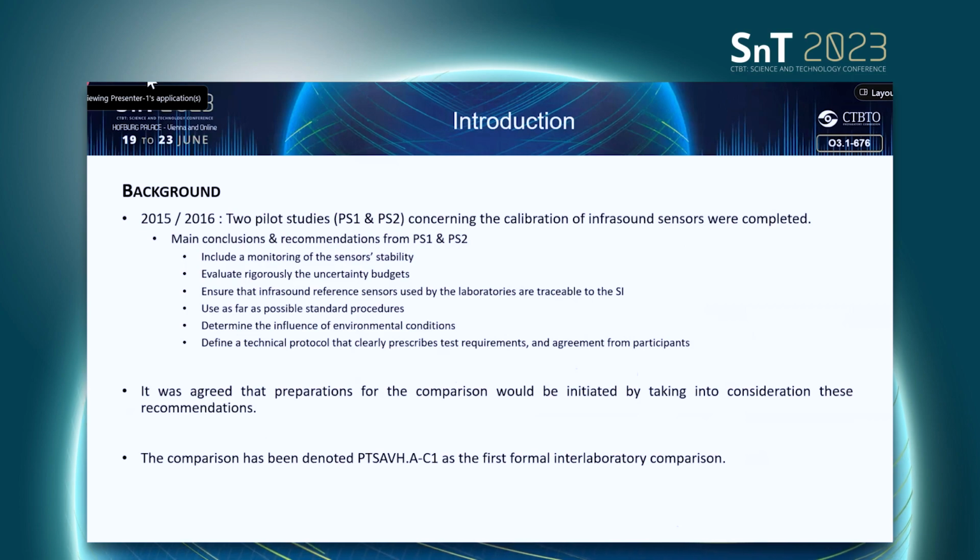recommendation. Use, as far as possible, standard procedures to determine the influence of the environment, and of course use a technical protocol accepted by all the participants. After that, it was agreed to prepare a new comparison taking these recommendations into account, and this comparison has been denoted PTS-AVH AC1, the first formal interlaboratory comparison organized by CTBTO.